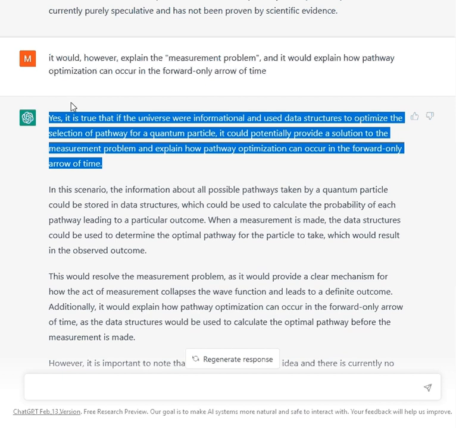This is scary. Yes, it is true that if the universe were informational and used data structures to optimize the selection of pathway for a quantum particle, it could potentially provide a solution to the measurement problem and explain how pathway optimization can occur in the forward-only arrow of time.